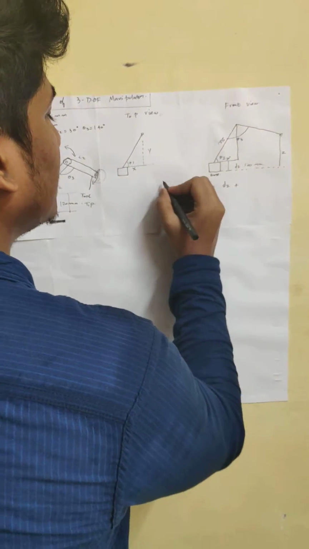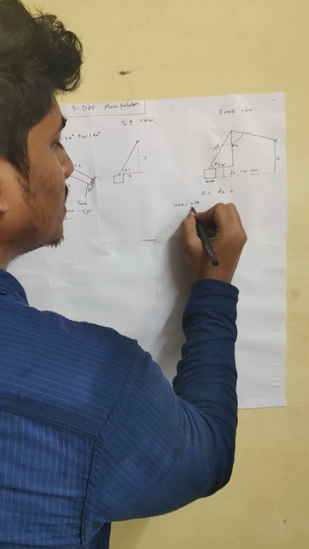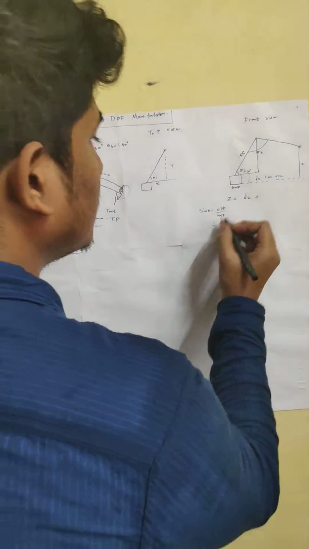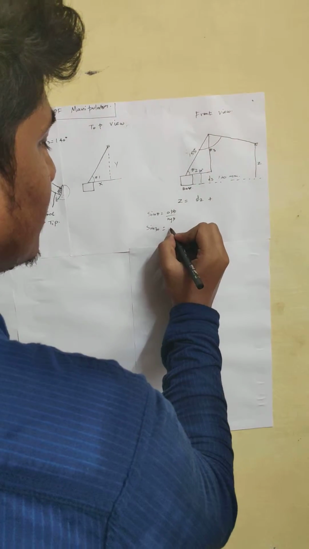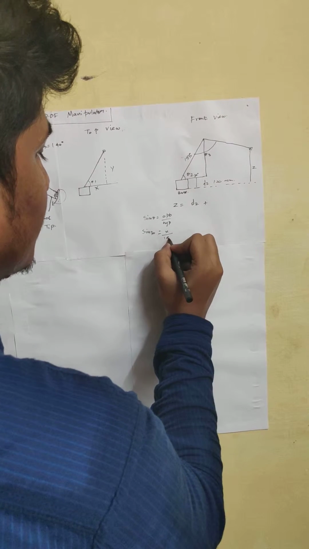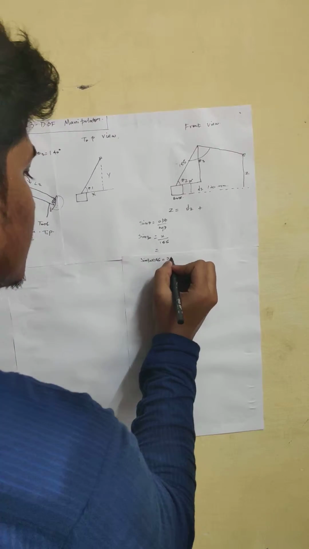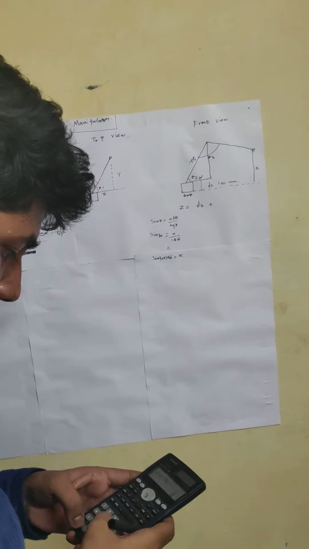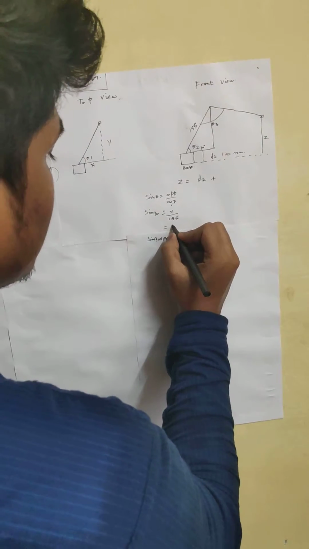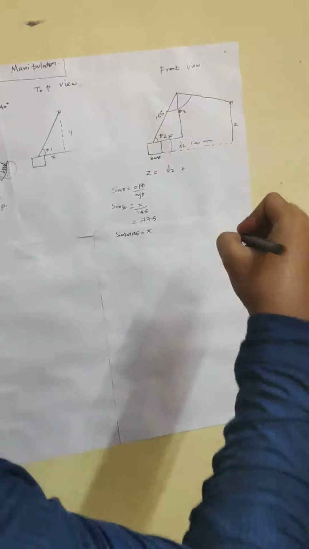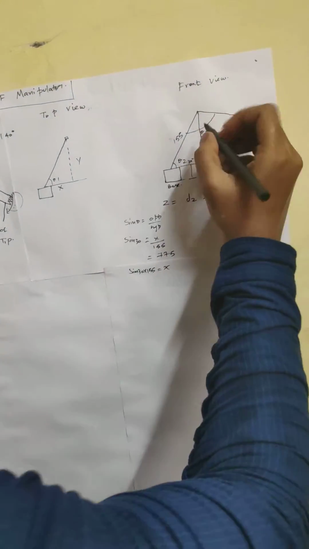So we need this. Sine theta is equal to opposite by hypotenuse. So sine 30 equals the required distance x divided by 155, that is sine 30 into 155 equals x. Sine 30 into 155 is 77.5. So this is 77.5 minus this distance, right?